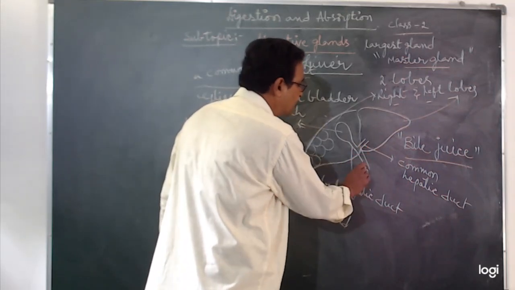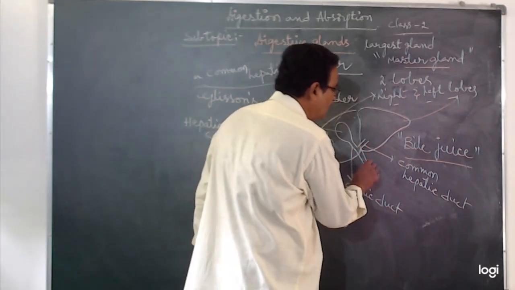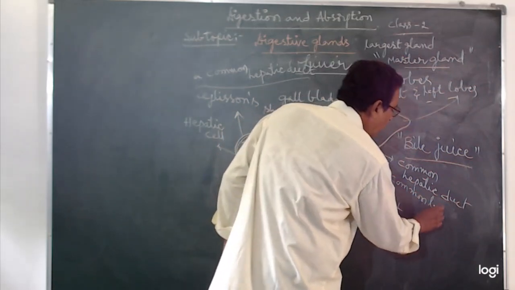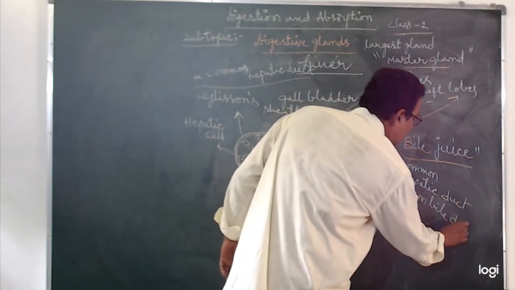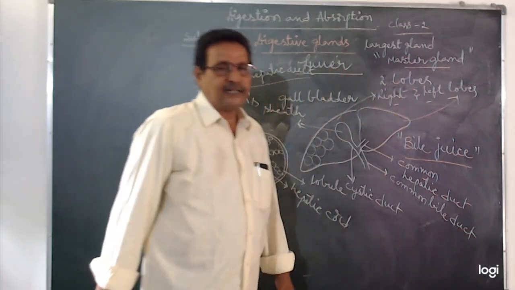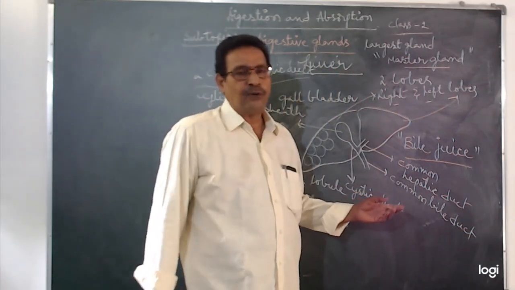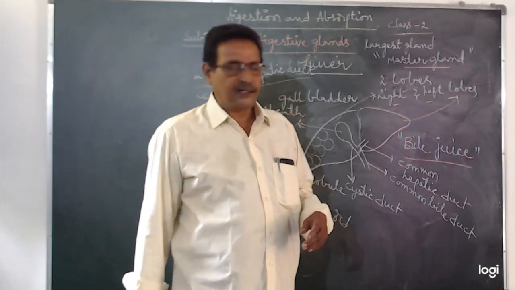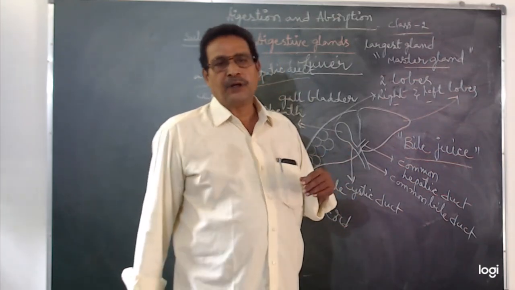forms the common bile duct. A common bile duct is formed by the union of common hepatic duct and cystic duct which is given by gallbladder.